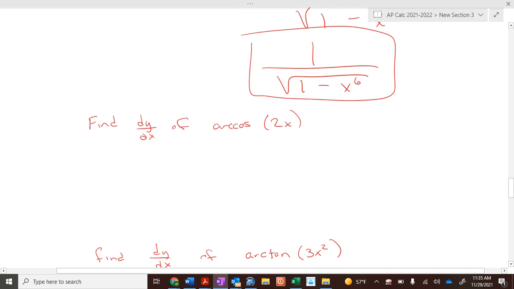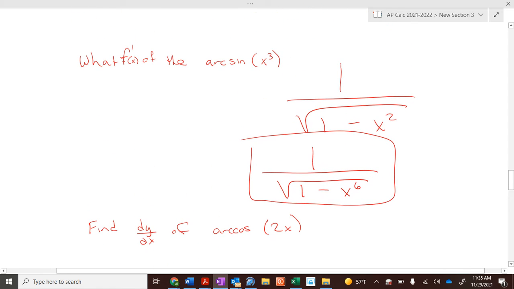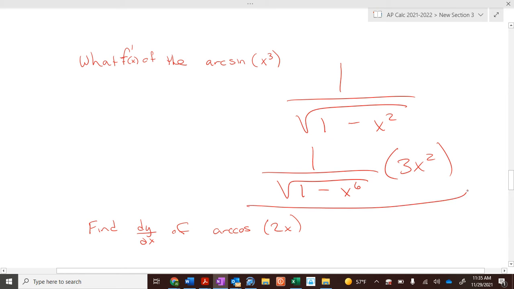I'll go with it. You multiply those? I thought you had to. Wait, no, then you have to multiply it by the first derivative. Yeah, there you go. Times 3x squared. That makes sense.